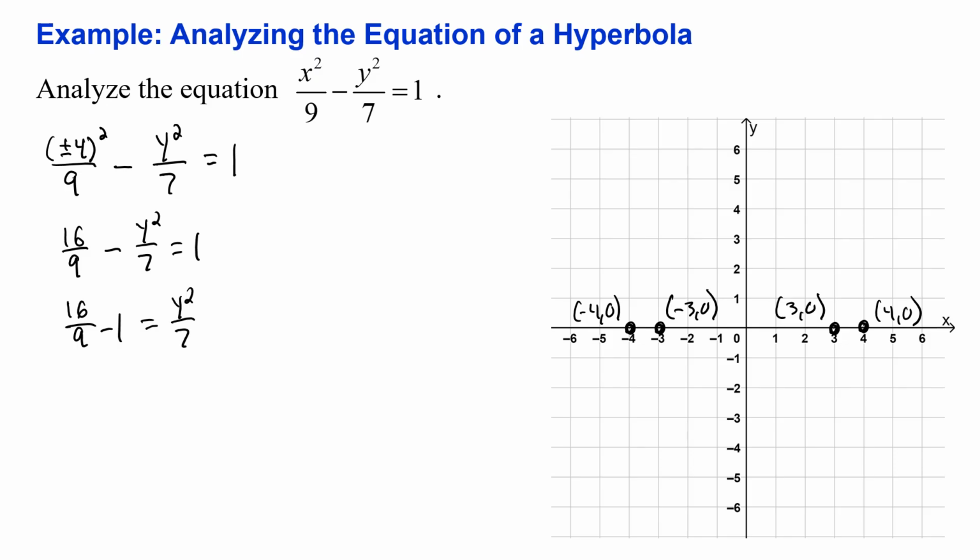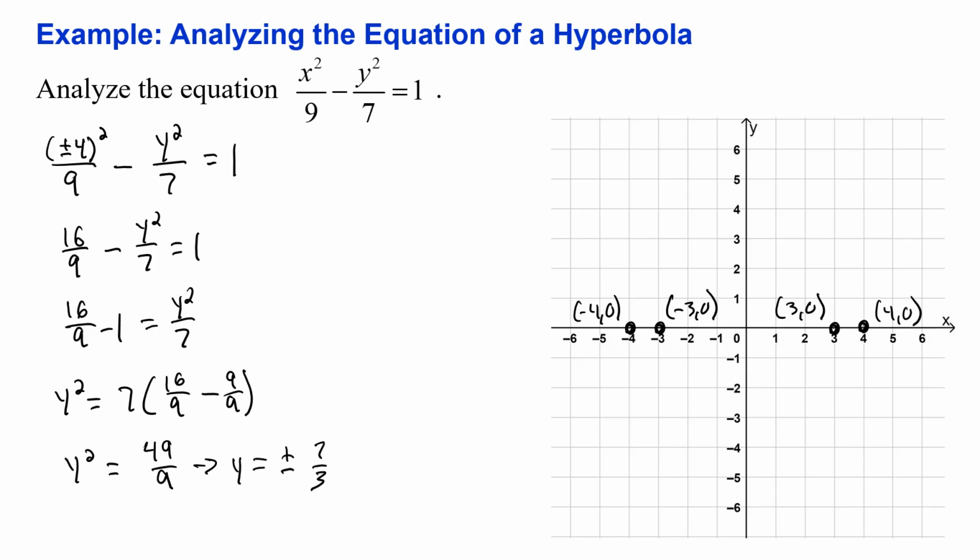Now multiplying both sides by 7 and getting a common denominator to subtract the 1, we have y squared equals 7 times the quantity, 16 ninths minus 9 ninths. Now this simplifies to y squared equals 49 divided by 9, and thus y is equal to plus or minus 7/3. So we want to plot the 4 points. To get an idea of where 7/3 lies on the y-axis, we can take out a calculator and note that it is approximately plus or minus 2.33.